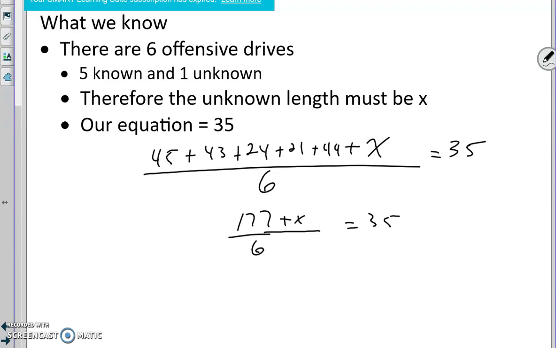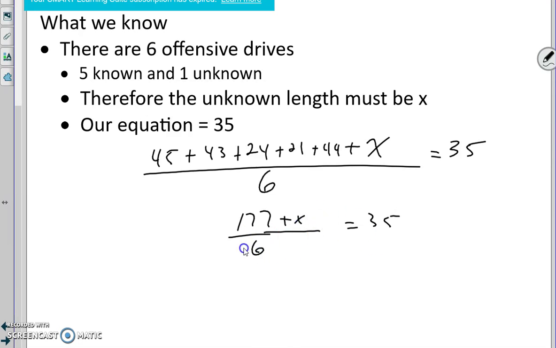Okay, so this is like back to about grade 9 or 10 algebra, right? How do I solve that? I got to get the x all by itself, right? I got to get rid of the 6, and I got to get rid of the 177. But which one of them do I do first? You always do the reverse order of operations. So the 177 plus x is in a bracket. I got to get rid of that 6 first.